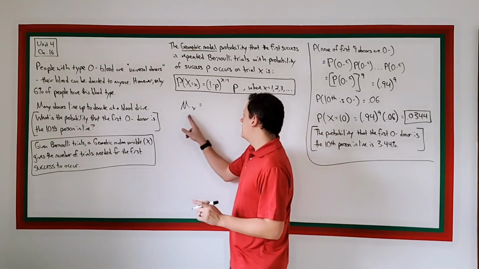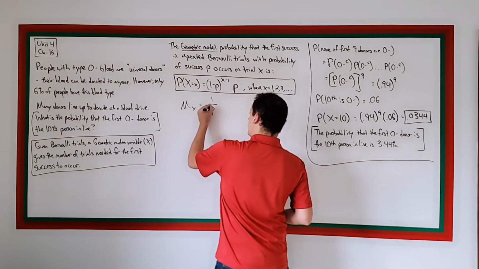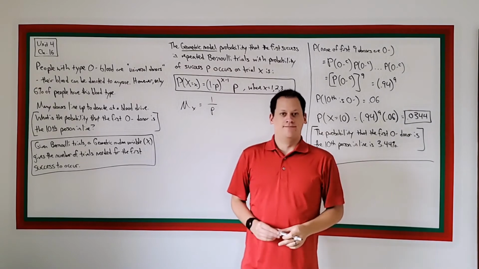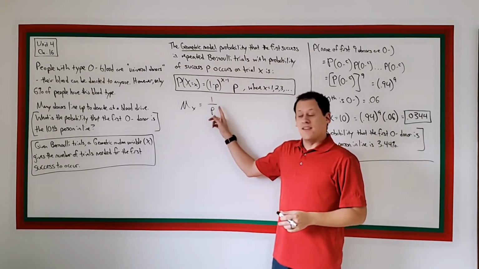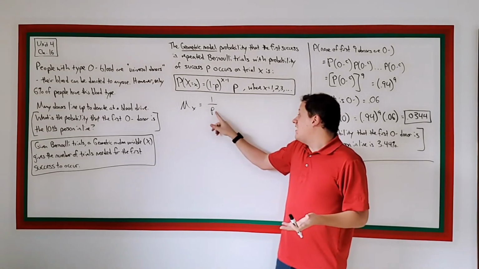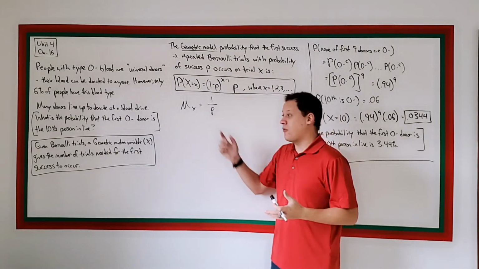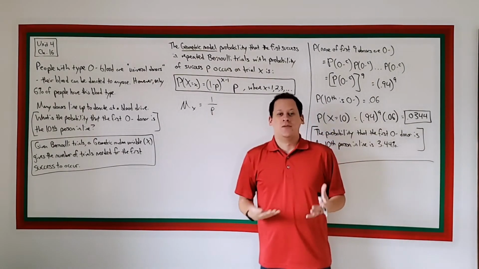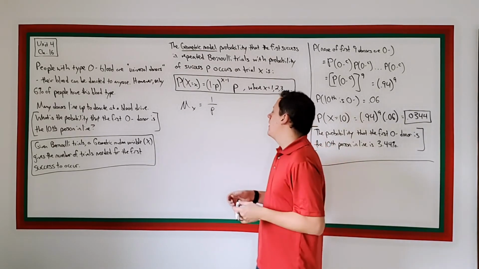The mean of a geometric random variable is 1 over p. If p is 0.5, then this is 1 over 0.5, which is 2. If the probability of success is 0.1, then 1 divided by 0.1 is 10. Okay? So it's actually really neat, I think, how that works.